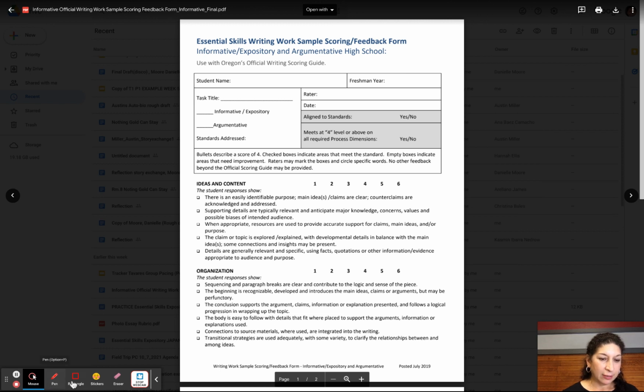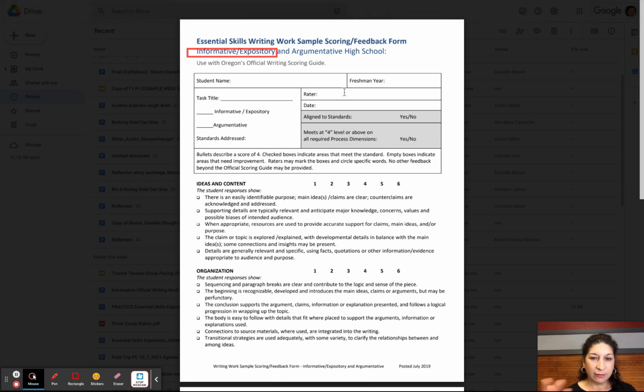So, let's look at the rectangle again. Let's see if I can do this right. The type of writing you're doing is informative and expository. In other words, those mean the same. You're just explaining and reflecting. Okay, so we got that straight. So you're going to put your name, freshman year. You can figure that out.